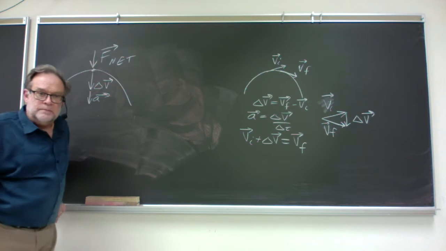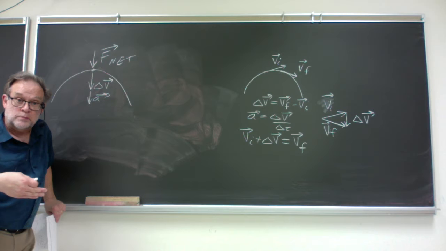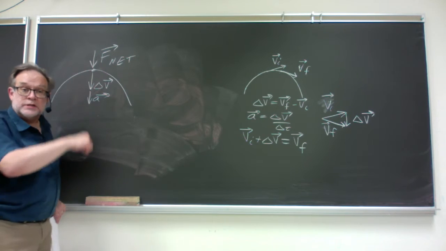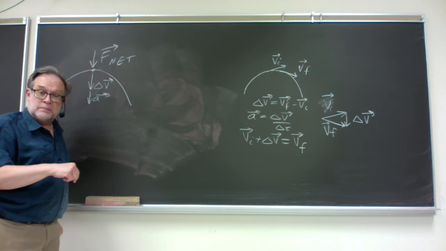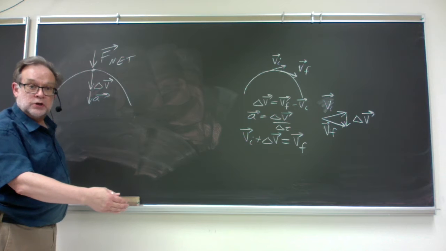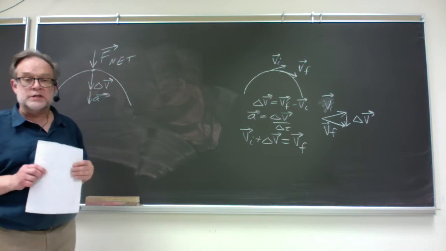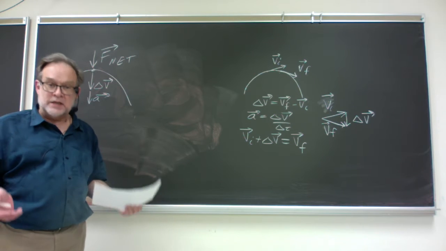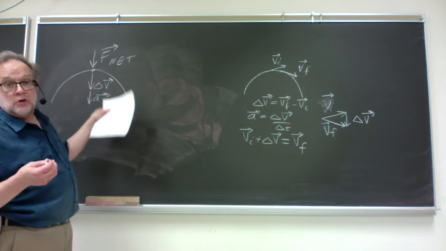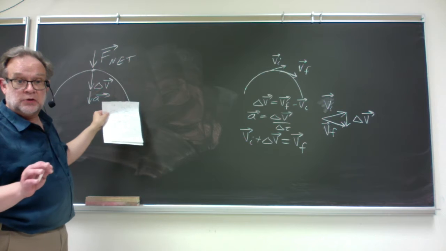So there's the main idea. If we have something moving in a circular path, there has to be force pointing toward the center of that path in order to make that circular motion happen. And that force pointing in towards the center of the path we call centripetal force. Centripetal force in this case is just a name for how the net force acts in this particular kind of situation.